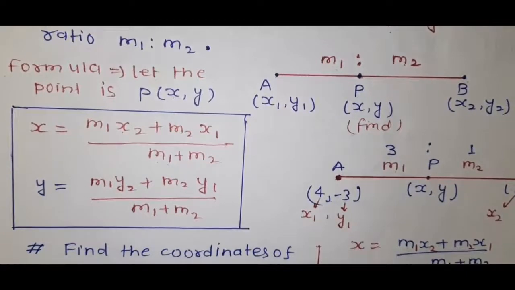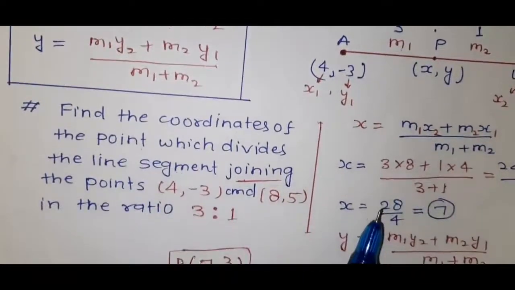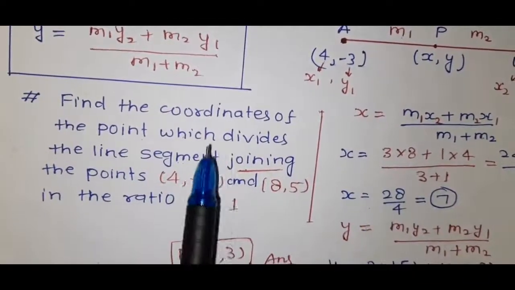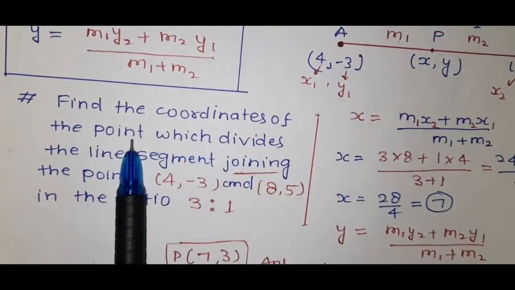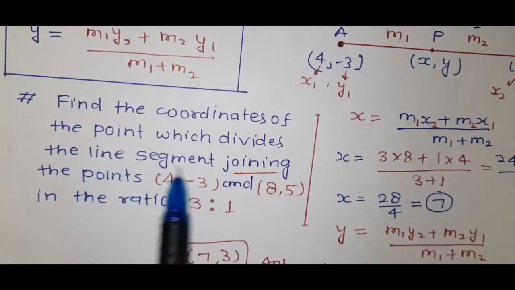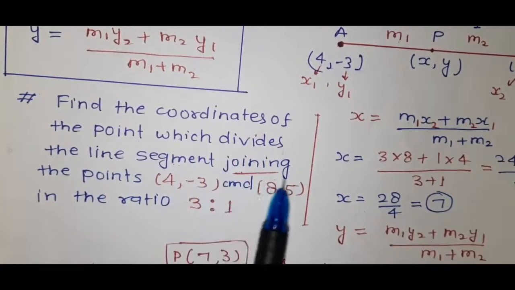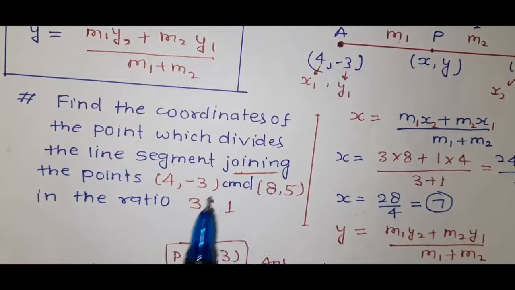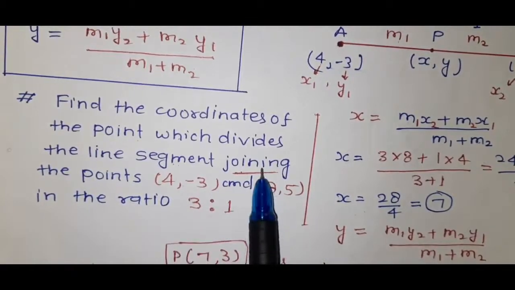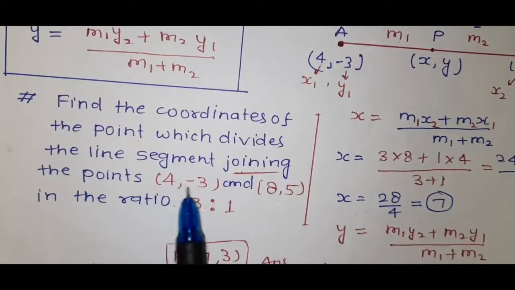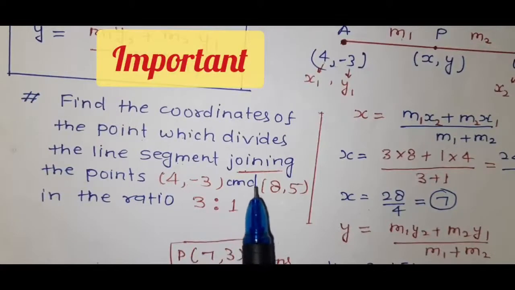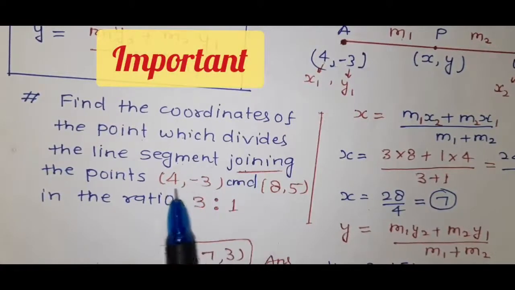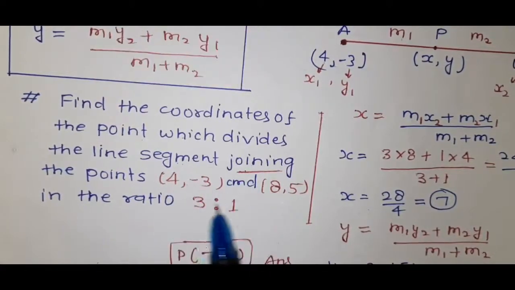Let us see an example. Find the coordinates of the point. What do we have to find? The coordinates of the point which divides the line segment joining. This word joining gives us the idea about the end points. After the word joining we have the points 4, -3 and 8, 5. So definitely these two will be our end points, and we have to find the point which divides the line segment joining these points in the ratio 3:1.